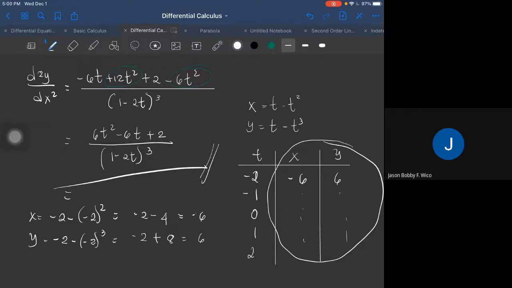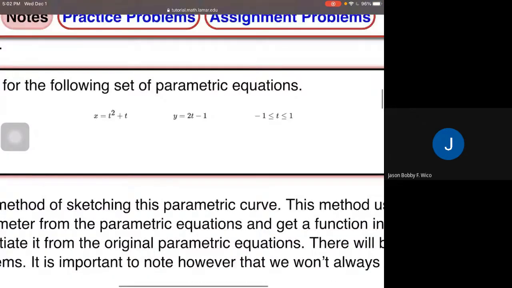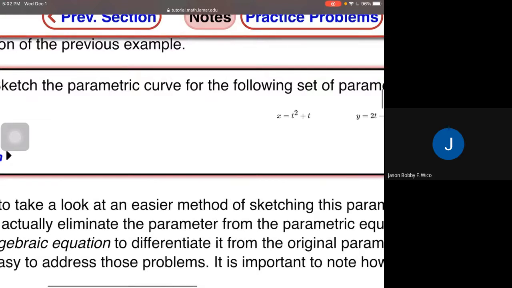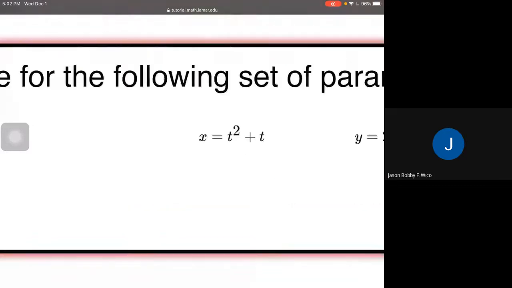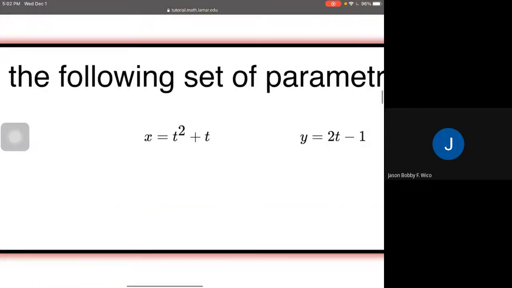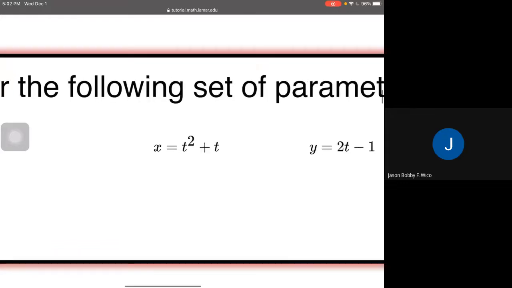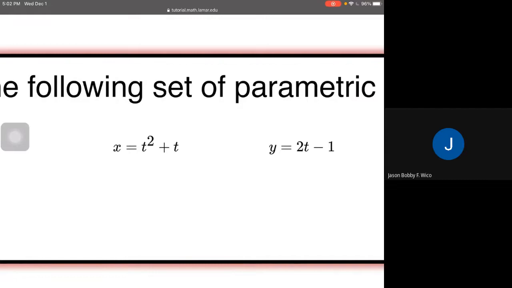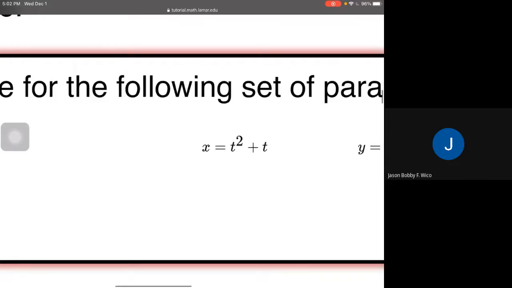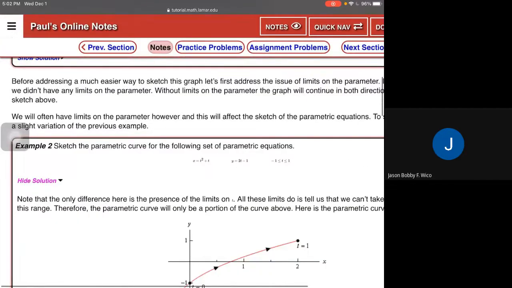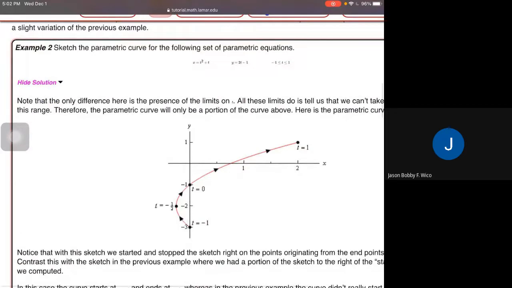Let's say I'm going to just refer you to this slide, class. This is one parametric equation: x equals t squared plus t, and the other one is y equals 2t minus 1. So okay lang to kasi this is a line, this is a second degree function. So if we're going to graph this one, this is how it looks like.